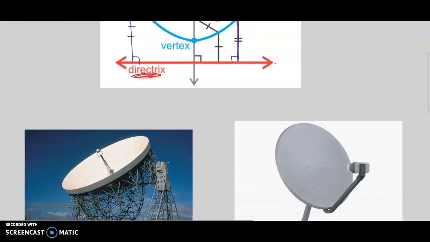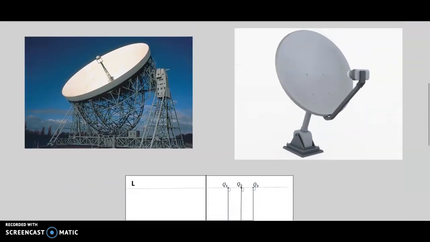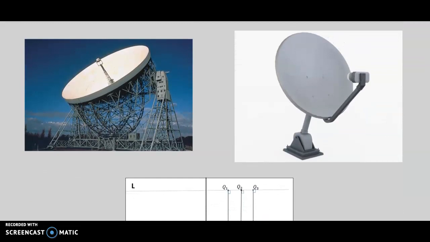So I want to talk about real life examples of parabolas. You've probably seen something like this before for sure, on your house or on your neighbor's house. This is a satellite dish. This over here is a radio telescope. So it is essentially the same thing. It's doing the same physical process, but on a much larger scale. And let's talk about why these things work.